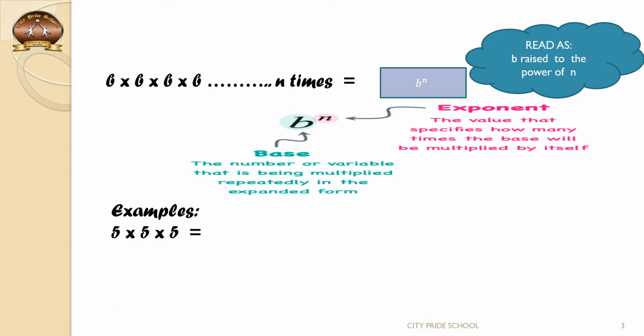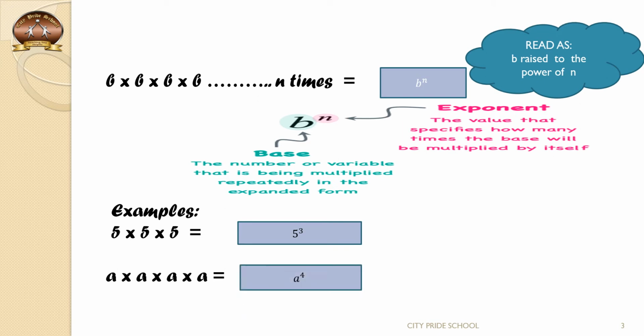Let us take a few more examples and see how we can read this exponential form. Here 5 is multiplied thrice. So I will read it as 5 raised to 3 or 5 raised to the power of 3, or it is also read as 5 cube. Here a is multiplied 4 times, so it is written as a raised to 4, and I will read it as a raised to 4 or a raised to the power of 4.